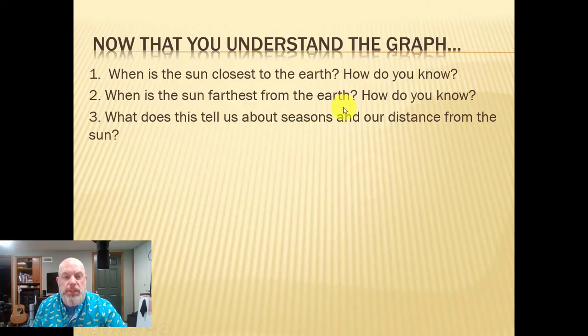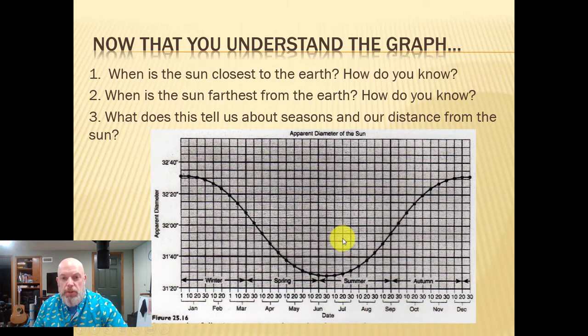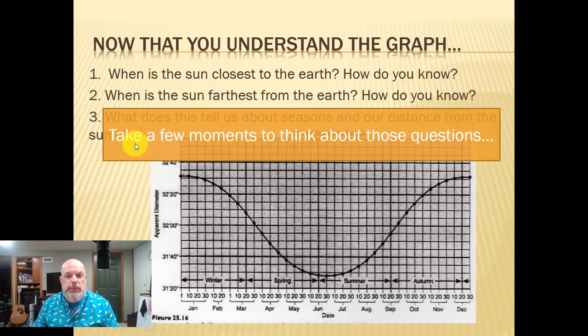So now that you understand the graph, take a few minutes here, look at the graph, answer these questions to yourself. When is the sun closest to the Earth? And how do you know? When is the sun farthest from the Earth? How do you know? What does this tell us about seasons and our distance from the sun? Pause if you want to think about that.